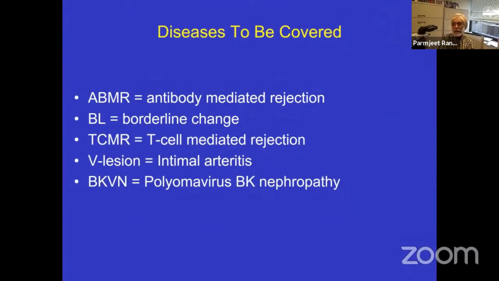So these are the diseases I'll cover from the point of view of molecular diagnosis. Please note the abbreviations, which I'll be using throughout the talk. ABMR, antibody-mediated rejection; BL, borderline change; TCMR, T-cell mediated rejection; V lesion, which is the same as intimal arteritis; and BKV nephropathy, BKVN.